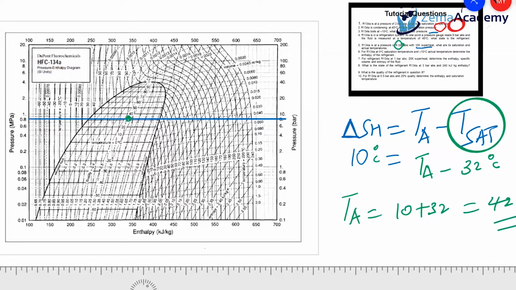If you look back at the question, it says, what are its saturation and actual temperatures? Our saturation temperature, which directly relates to the pressure, we read from there: it's 32 degrees C. And the actual temperature, using this formula, we worked out is around 42 degrees C. And if you look at the answers, it says 32 and 42 degrees C. Now that you know how to calculate the degree of superheat, we'll also look at the degree of subcooling at some point. You should be able to tell me what number 6 is.